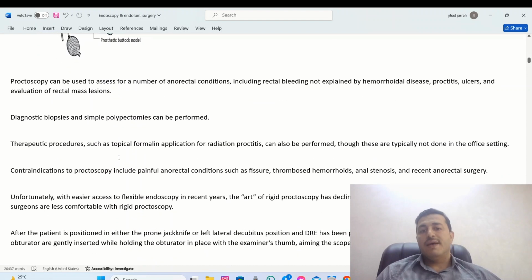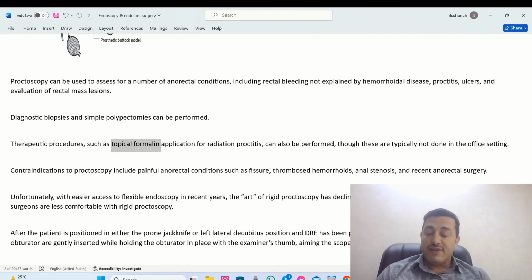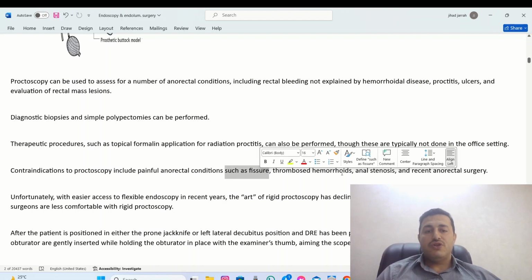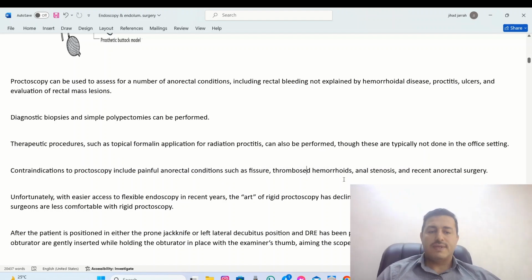And also in cases of proctitis, if you remember radiation proctitis, we use topical formalin. Actually, we instill topical formalin using the proctoscope. Okay, the contraindications are similar to those previously discussed for the endoscope and digital rectal exam. These are fissure, thrombosed hemorrhoid, stenosis, and recent rectal surgery.